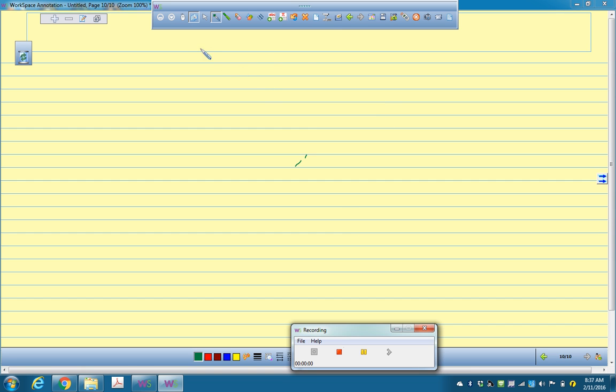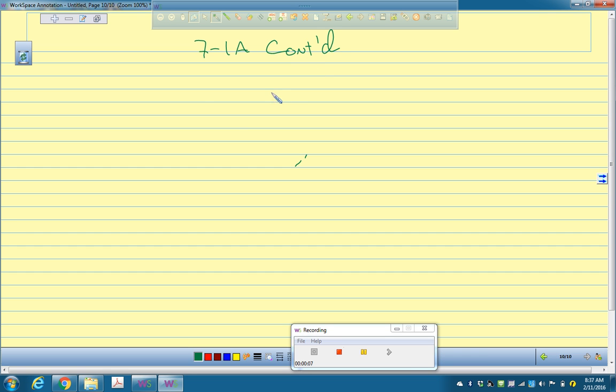Recording again. So this is 7-1A continued. So if I had something like x cubed equals 8, what's x equal to? Who can tell me what x is equal to? 2, right? Because 2 times 2 times 2 equals 8, right? That's called a cube root, okay?